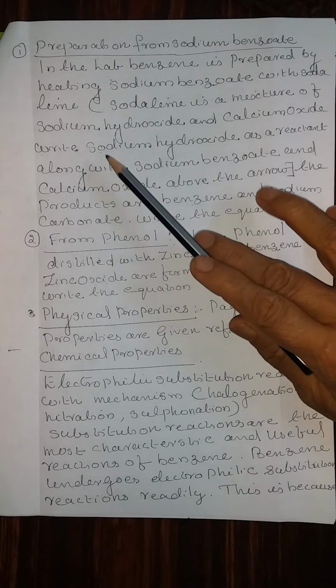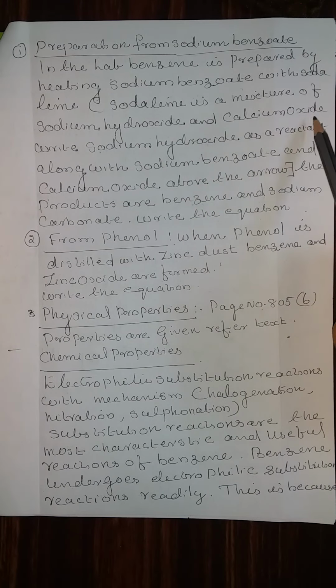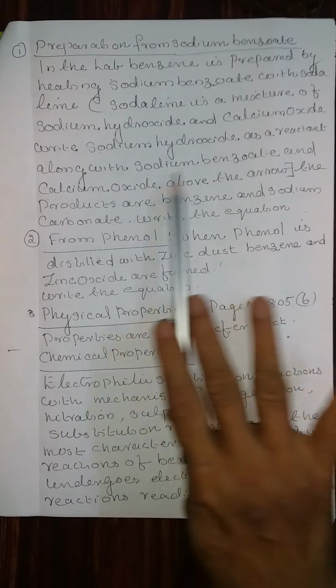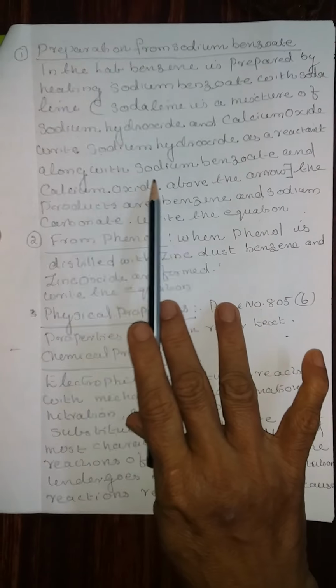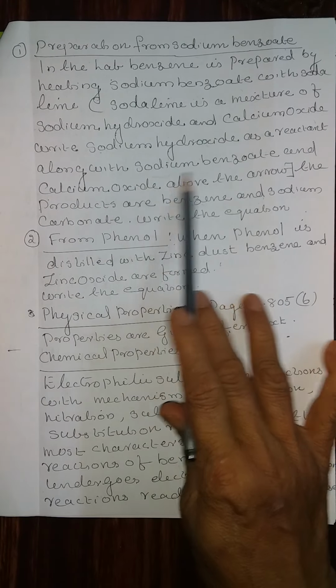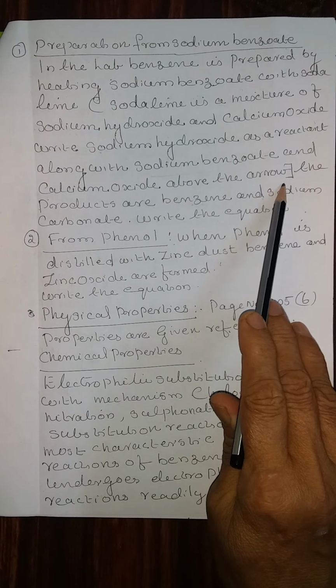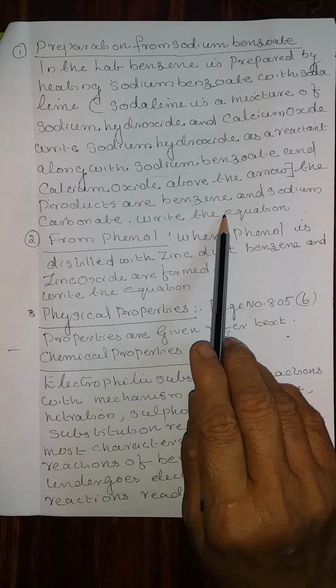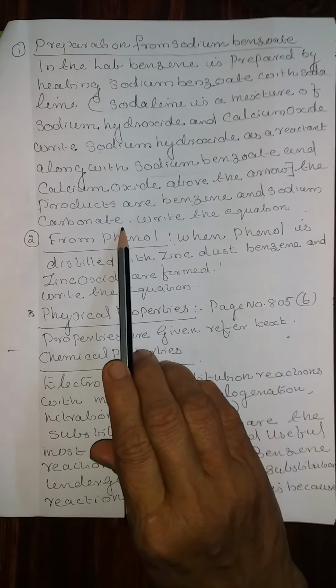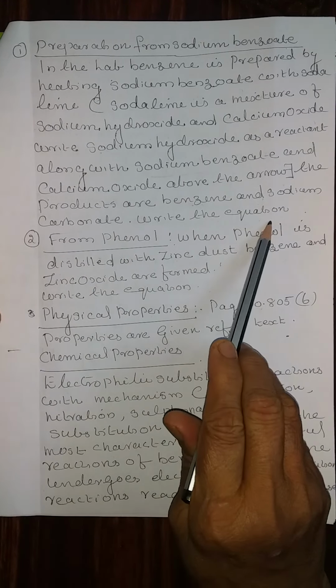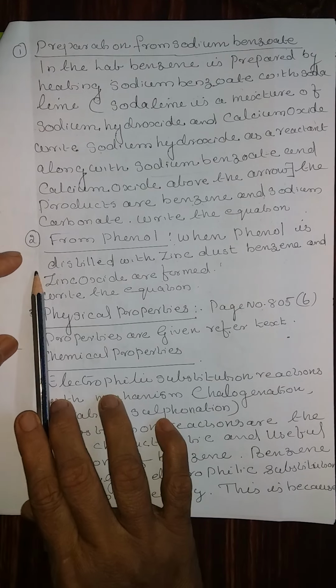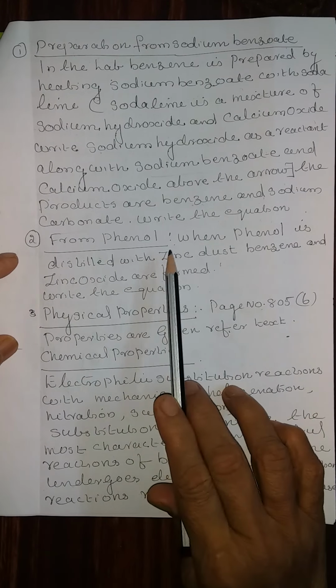Soda lime is a mixture of sodium hydroxide and calcium oxide. Write the sodium hydroxide as a reactant along with the sodium benzoate and calcium oxide above the arrow. The products are benzene and sodium carbonate. Write the equation.